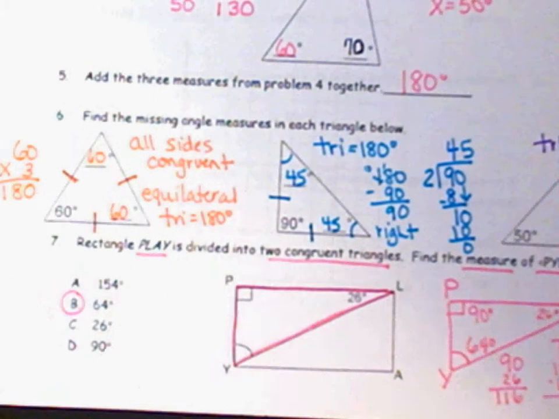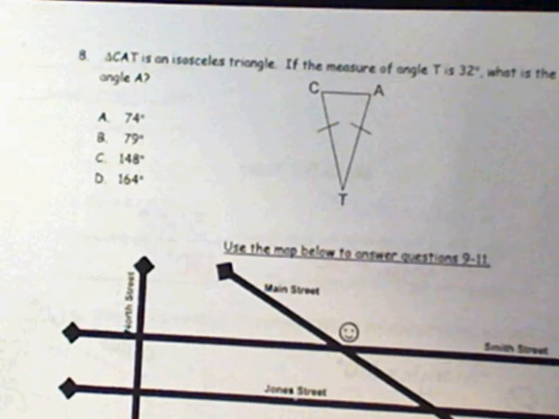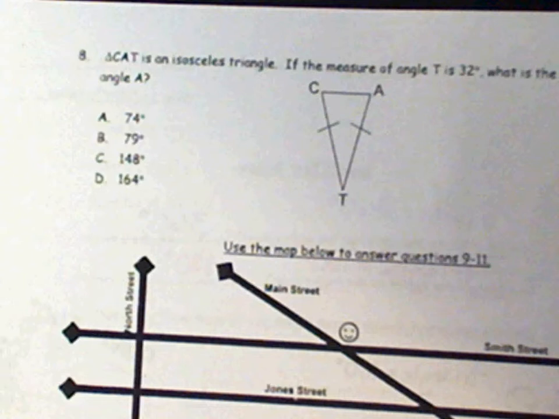And my missing angle is 64 degrees. And that would be letter B. Okay, turn the page.